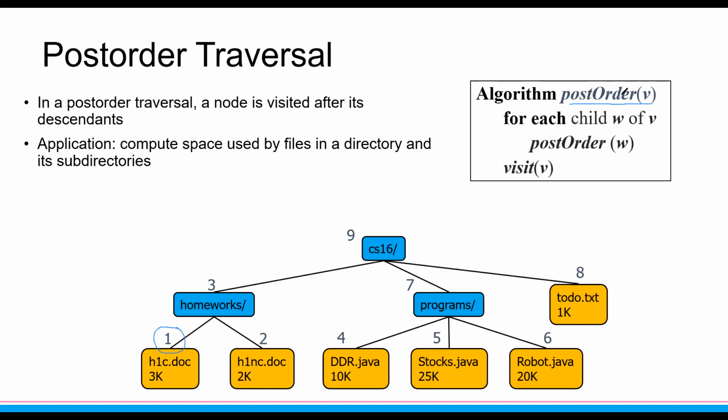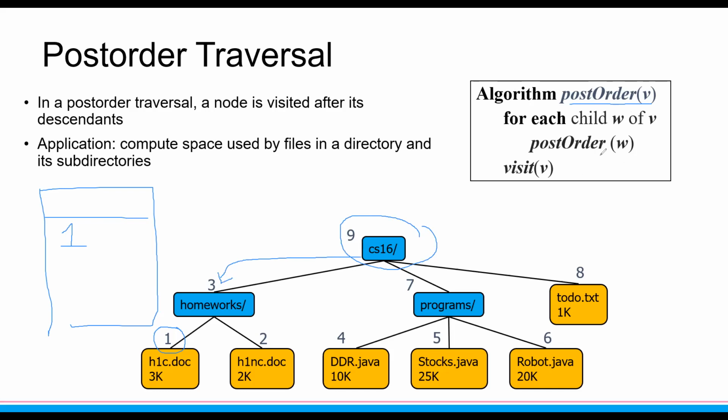So we have the V. Okay. So it's the same as the previous one. Let's say we have the node 1. So for every child W of V, we will do post-order. Okay, we will start with 9. It means for every child of 9, we will go post-order. So we will go to 3. This is the first. And then we will go to post-order.